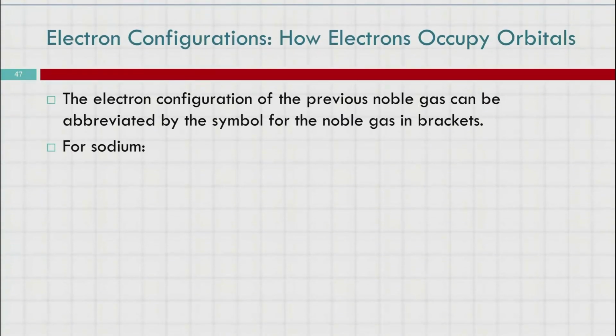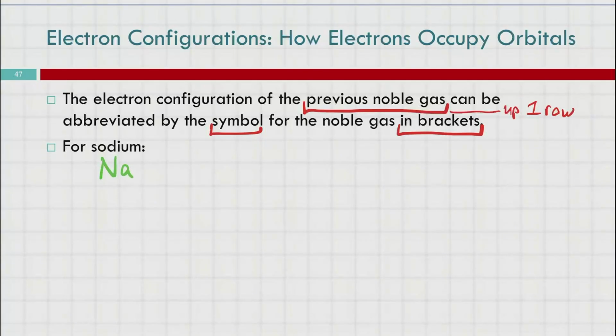So here's where we're learning that shortcut method. The electron configuration of the previous noble gas, the one that's up 1 row from whatever element we're doing, can be abbreviated by the symbol in brackets. So that can save us tons of time, especially if we're doing electron configurations for really large things. So let's show what that looks like for sodium.